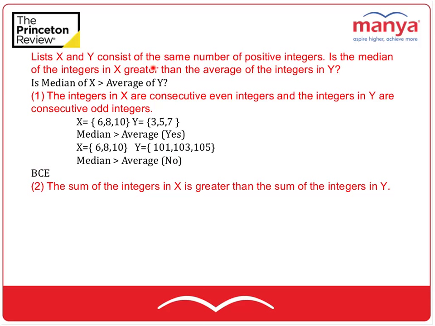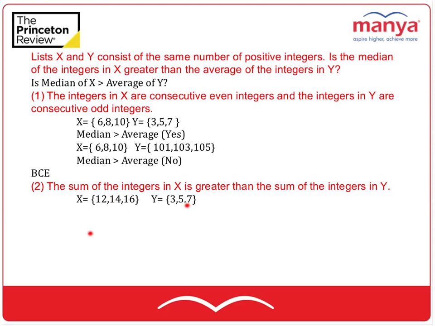Sum of the integers. So I have to get the sum of the integers in x, which should be greater than the sum of the integers in y. So I can choose 12, 14, 16 and 3, 5 and 7. Even though it is not told consecutive, I can take it. It may be consecutive or may not be consecutive. So I have taken 12, 14 and 16 and y as 3, 5 and 7 because I wanted the sum of the integers in x greater. I have taken bigger values for x. So I am satisfying the condition.